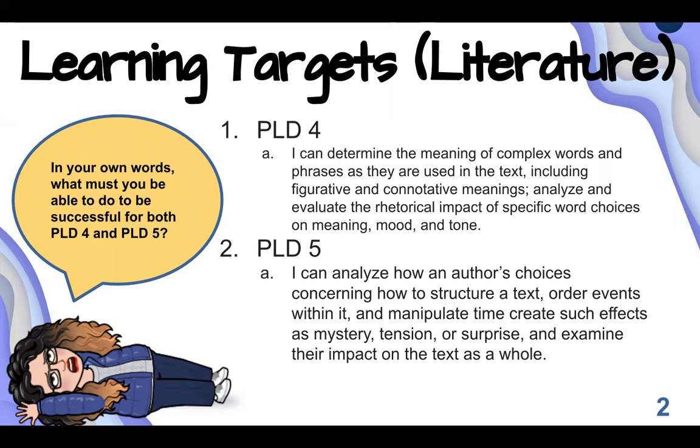That means that you can analyze the figurative language, that you can say, this is why the author used this metaphor here. This is also that you can look at the connotative meanings. If you remember from last year and earlier this year, connotation is the emotional association of a word. You can also evaluate the rhetorical impact of these word choices on how it might develop a theme or the meaning or the mood and the tone.